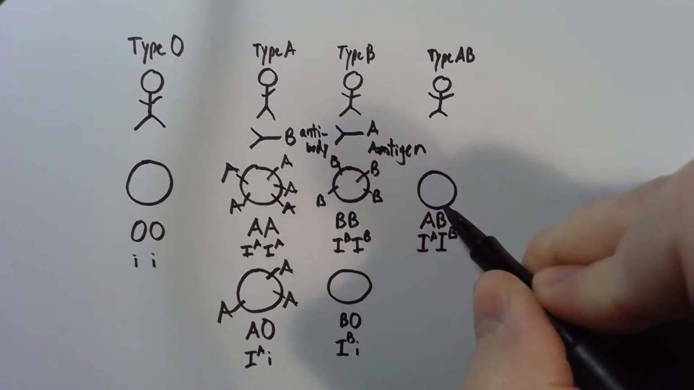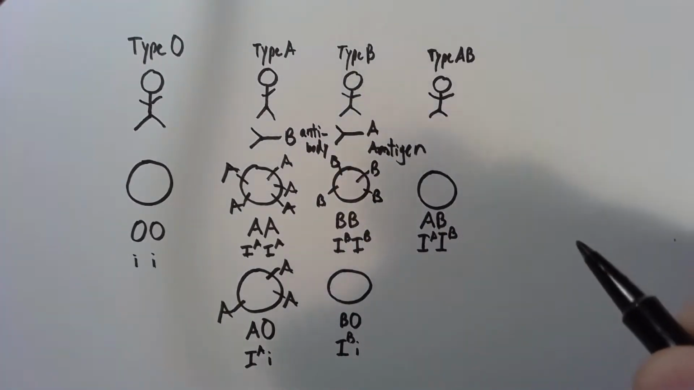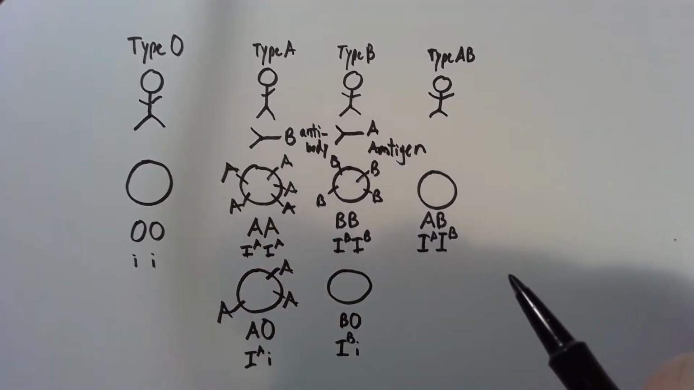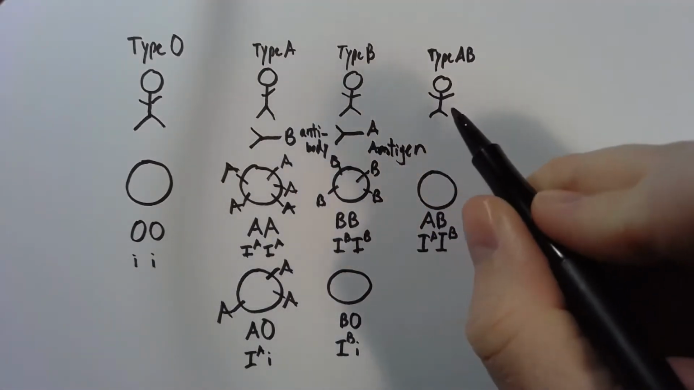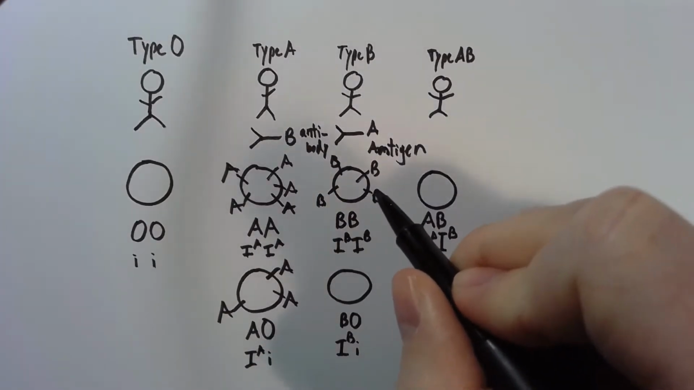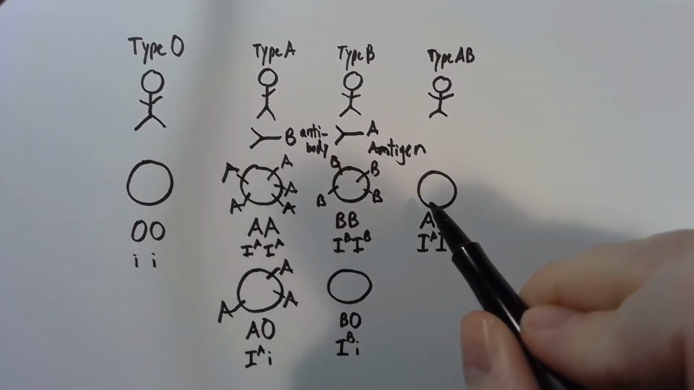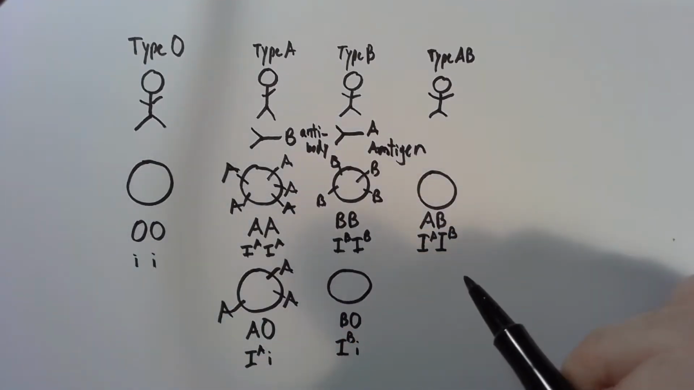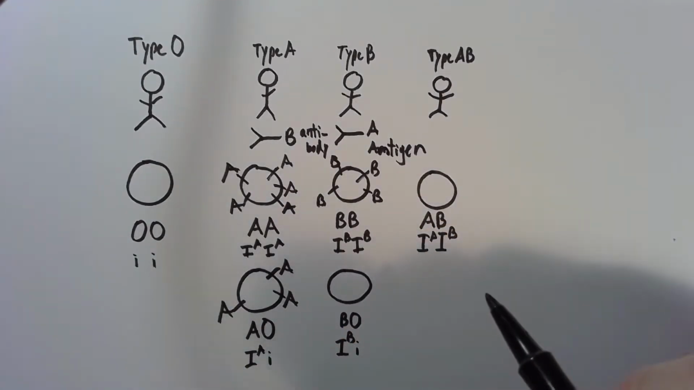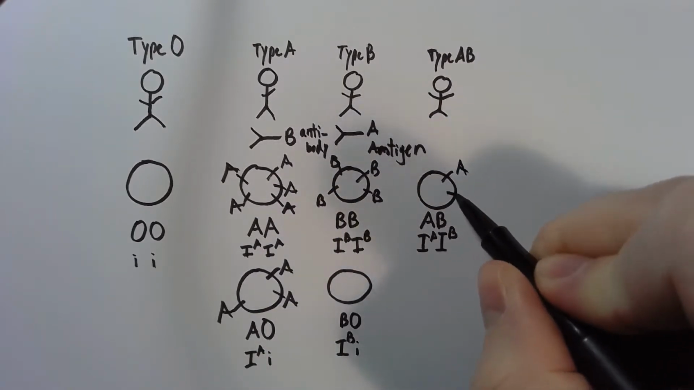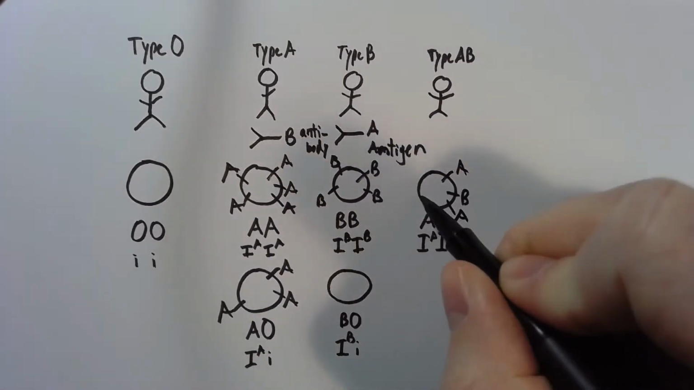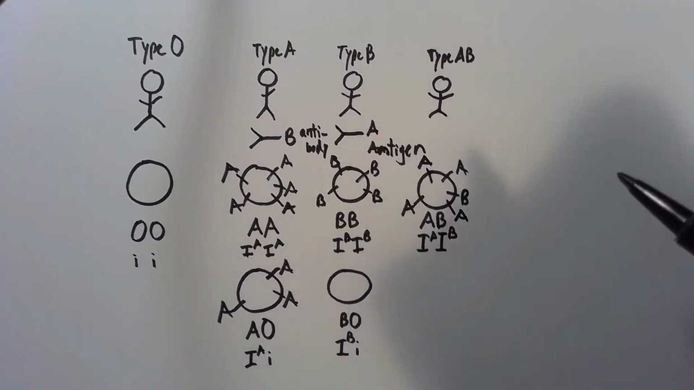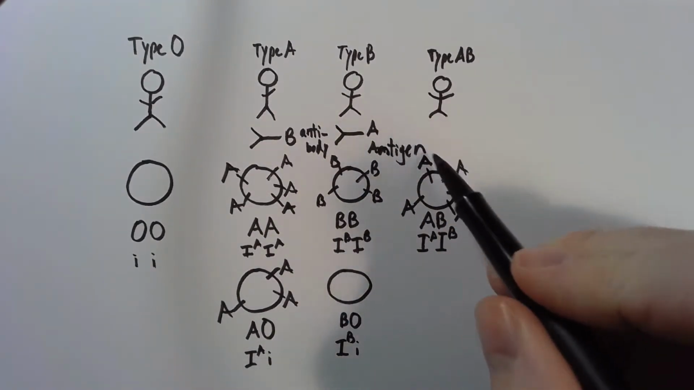Now AB makes no antibodies. So AB is okay, and you don't have to be A and B. If an A body sees that you have a B antigen, you're okay. If an A person sees that you have an A antigen, it's okay. So if you're either A or B, you're okay. So it doesn't have to be A and B. It's A or B, you're fine, because there are no antibodies.